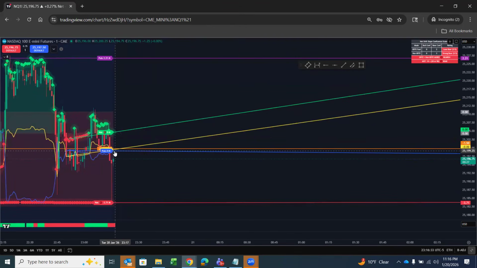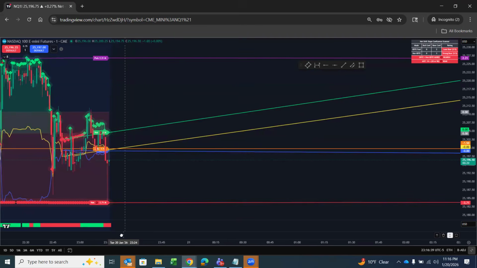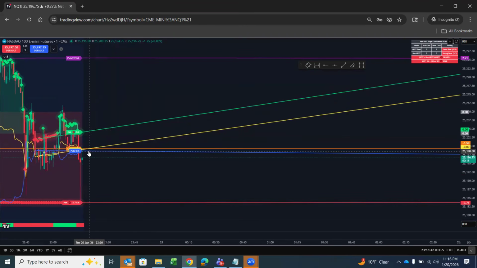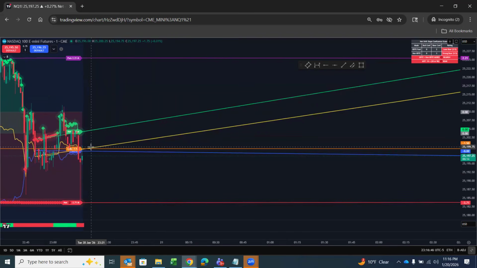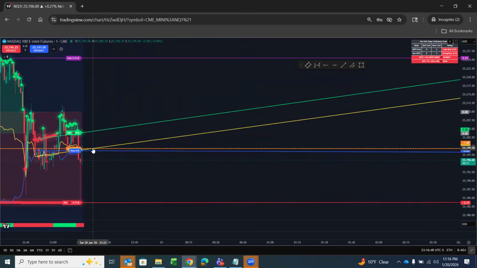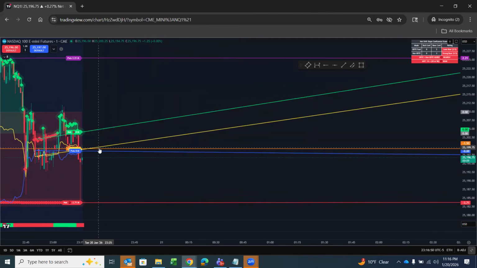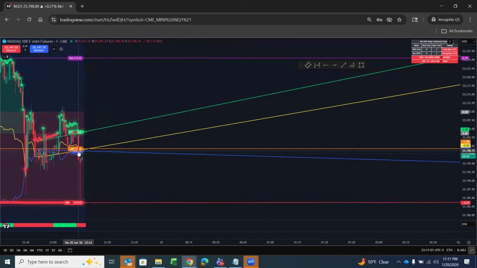We're still not above this put wall. We have to open and close above this put wall of 25,199.50 to go long. Let's see. Otherwise, bears are still in charge. This is the put wall. This is the call wall. And we have buyers. Currently, it looks like buyers are in charge, but it might be a bull trap.